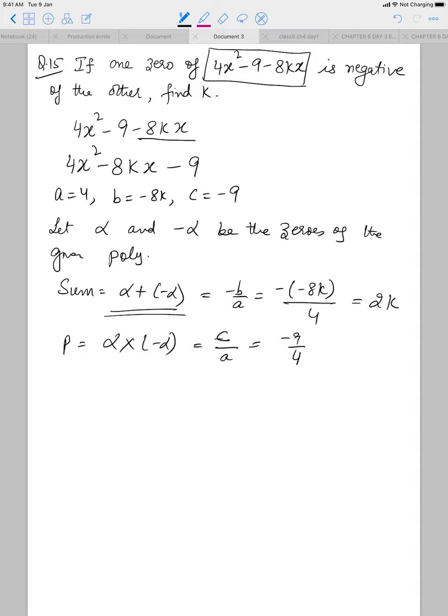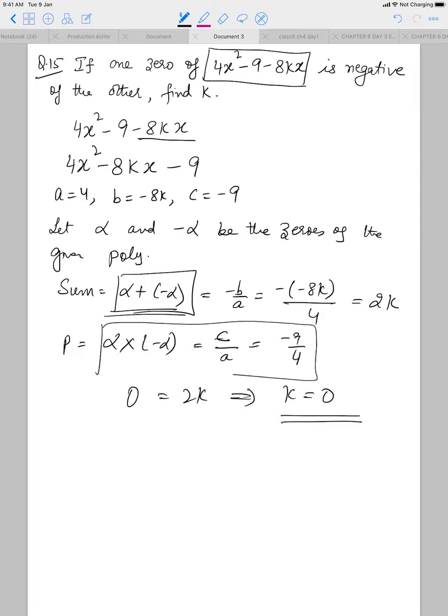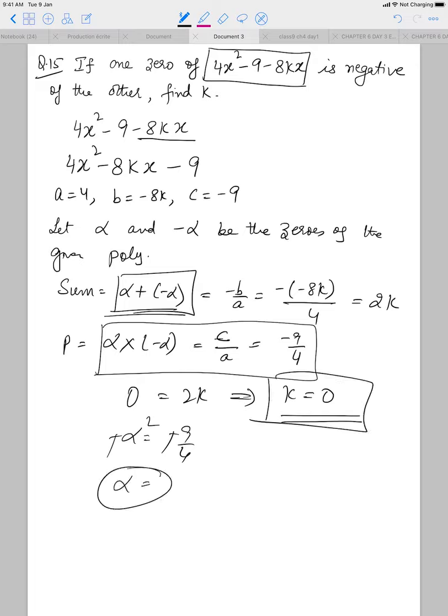Now look at these two. The first expression will give you alpha plus minus alpha, means it is 0. So 0 is equal to 2k gives you k is equal to 0. So what is the value of k? We have found the value of k as 0. But if you use this side, you will not get anything, because minus alpha square is equal to minus 9 by 4 will not give you much. You will get the value of alpha, which we don't need actually. We need to find the value of k. So this is how we will do these types of questions.